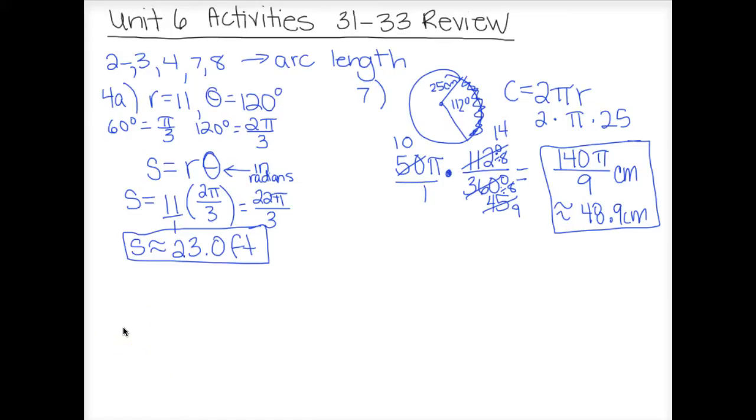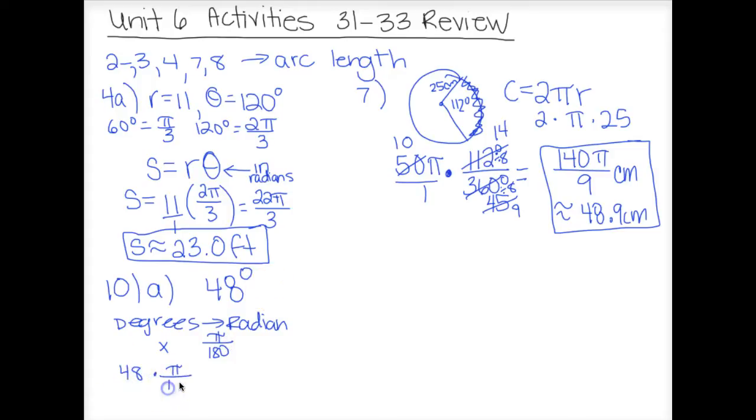So I'm just going to do one of each. For degrees to radians, I'm going to do number 10A. Your problem was 48 degrees. Again, we're converting from degrees to radians. When you are converting from degrees into radians, our process is to multiply by pi over 180 every time. So I take 48 and I multiply it by pi over 180. Since 48 doesn't have a denominator, that means its denominator is 1.